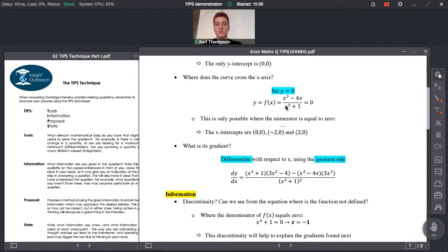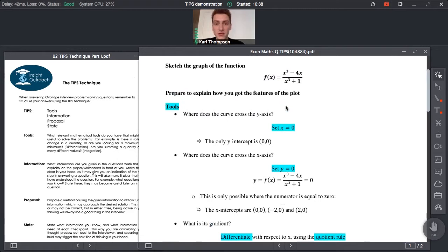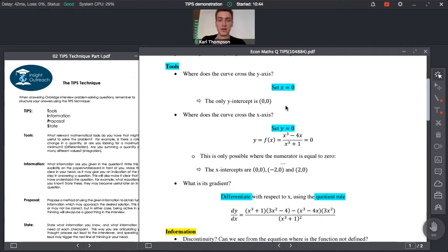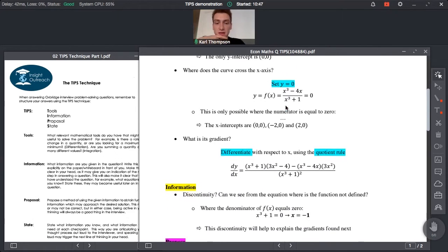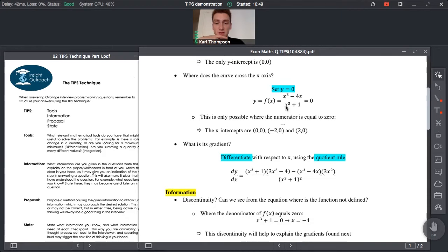Now, if there were more information in the question, you'd have more of a chance to talk about what you're given and talk that through. But here, that's really it. And this discontinuity makes the graph a little bit more complicated, but will help us to explain a result that we find next.